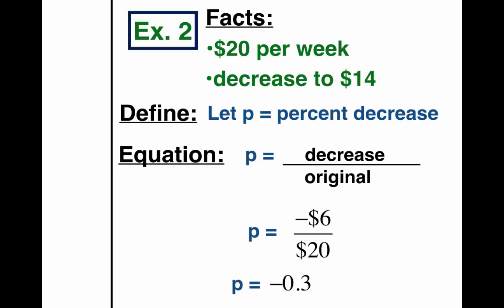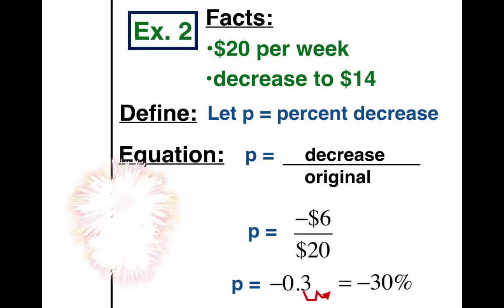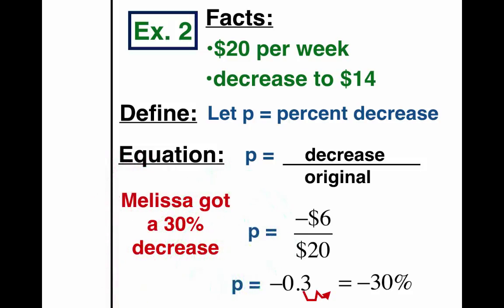And that is negative 0.3, but we want a percent, not a decimal. So we're going to move our decimal spot 2 spots over to convert this to a percent, and that is negative 30%. So poor Melissa got a 30% decrease in her wages. Her allowance went down 30%.